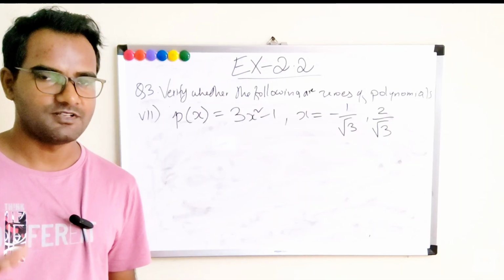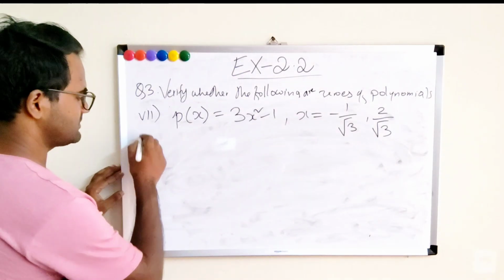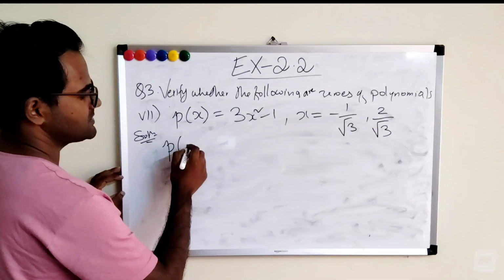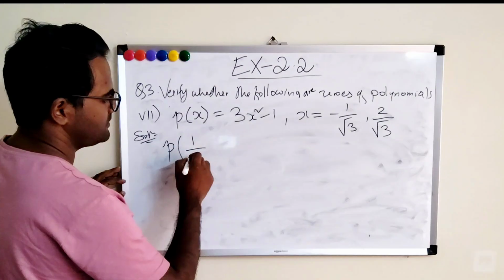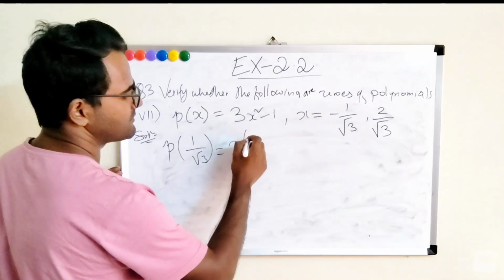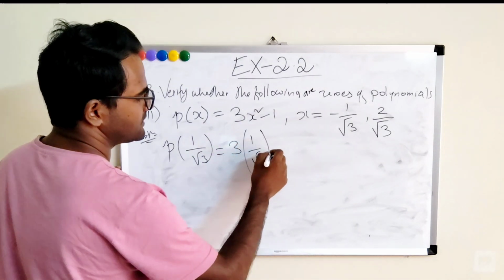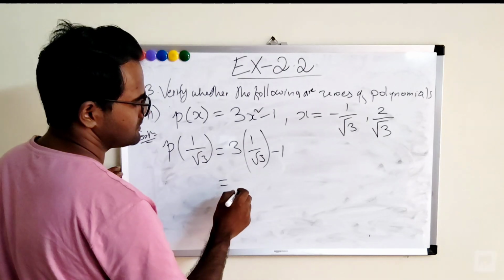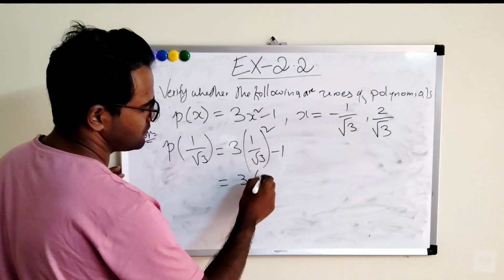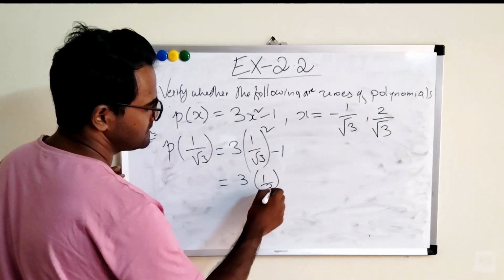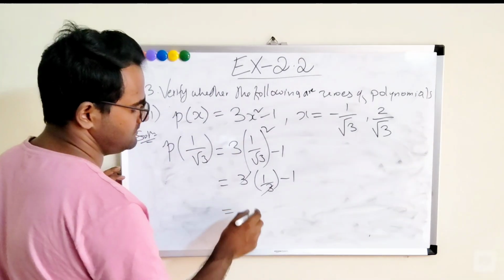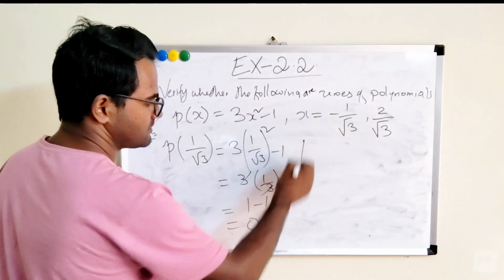Now we have number 7, so let us try to solve it, right? Solution. First we will do this one, P of 1 by root 3 equals 3. In place of x square we will put 1 by root 3, minus 1. So what do we get? This is a square, so 3 times 1 into 1 is 1, then root 3 into root 3 is 3, minus 1. So this 3 is gone. What is left? 1 minus 1 equals 0, right?